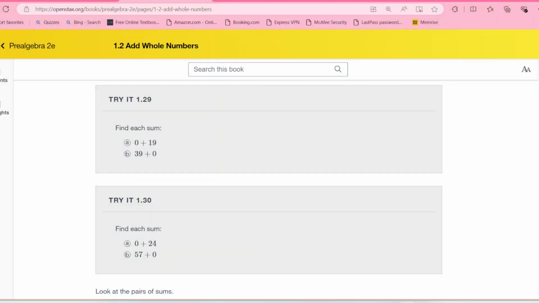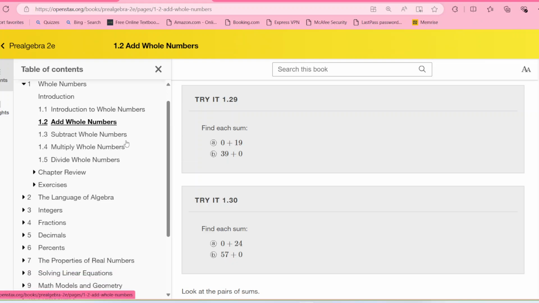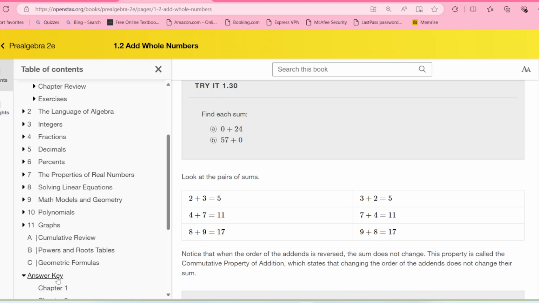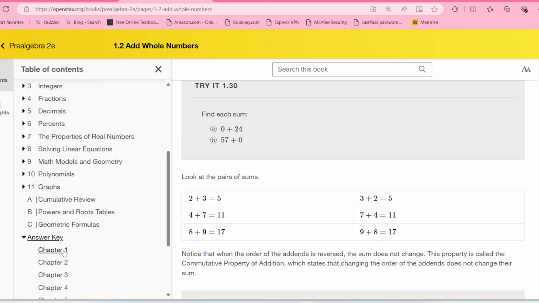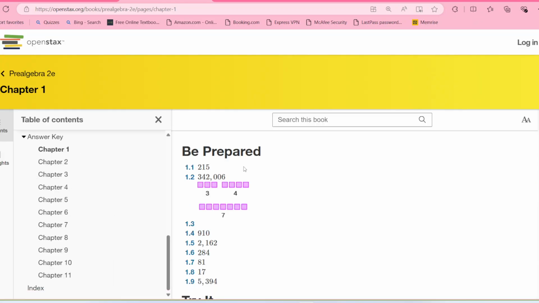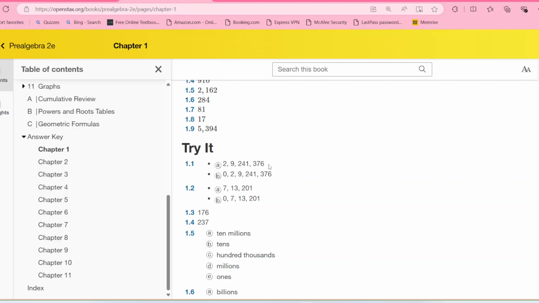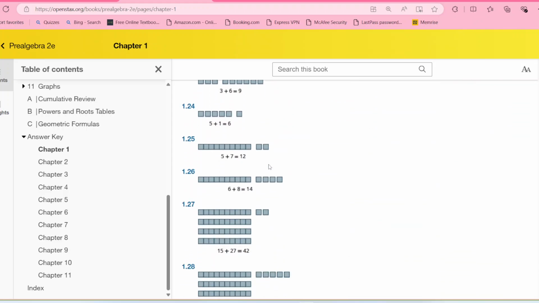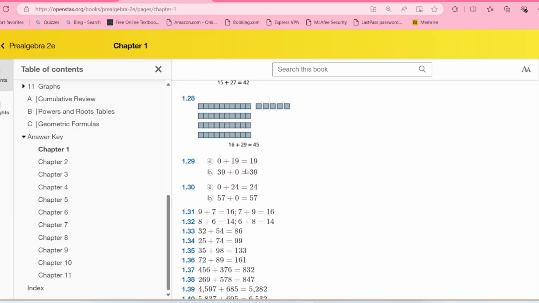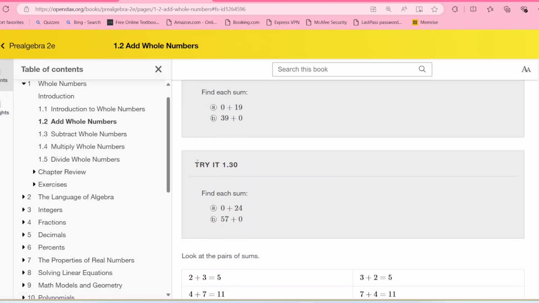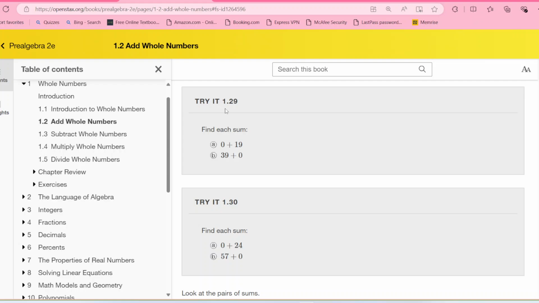19 and 39. And I've mentioned this in previous videos. If you want to check yourself, check your answers for these try it problems in the text, you open up the table of contents, go to the answer key, and we are still in chapter 1. Now these are not the be prepared problems, these are the try it problems, and that was try it 1.29. And you see 19 and 39, like we had. Great, and then I click on the number, it takes me right back to the reading, try it 1.29.